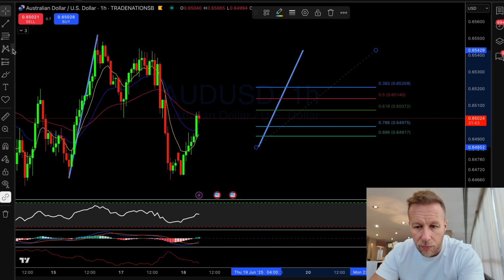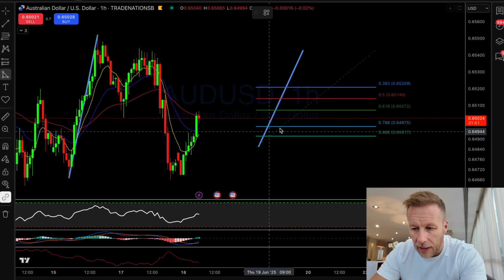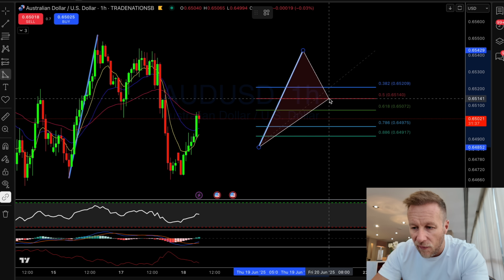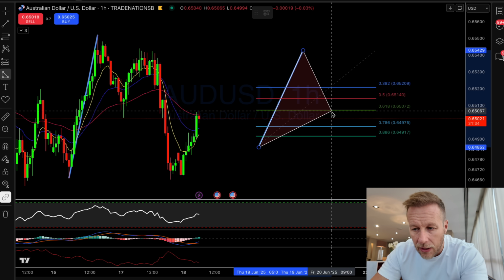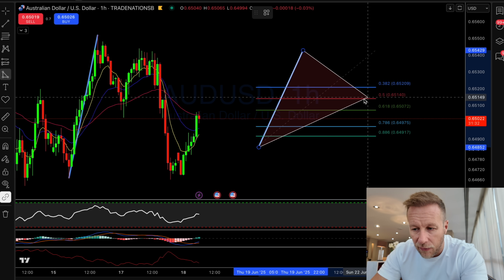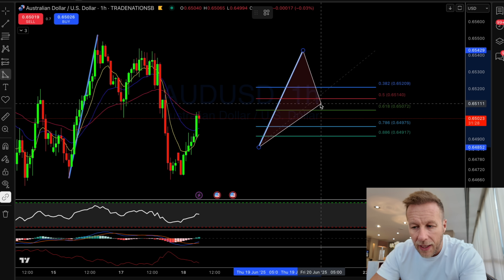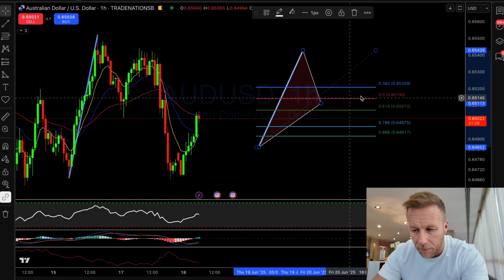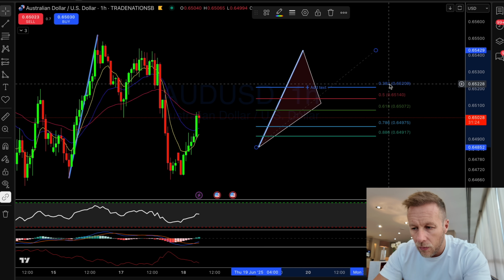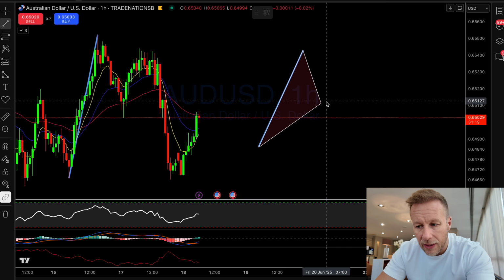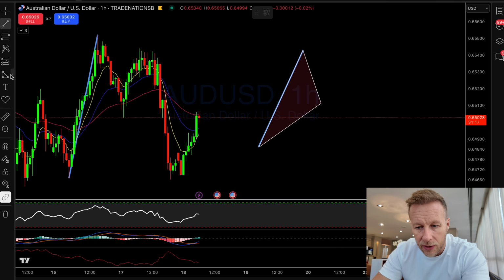All right, so if we bring on our triangle tool here, you can see that in this case we want to hit the 50% minimum, but we can't hit the 618. So here's the 50 and here's the 618. So the B leg has to test the 50 but not hit the 618. Got it? Okay, now we can remove this for the time being because the next move we're looking for is the C leg. All right, so let's just draw this out.